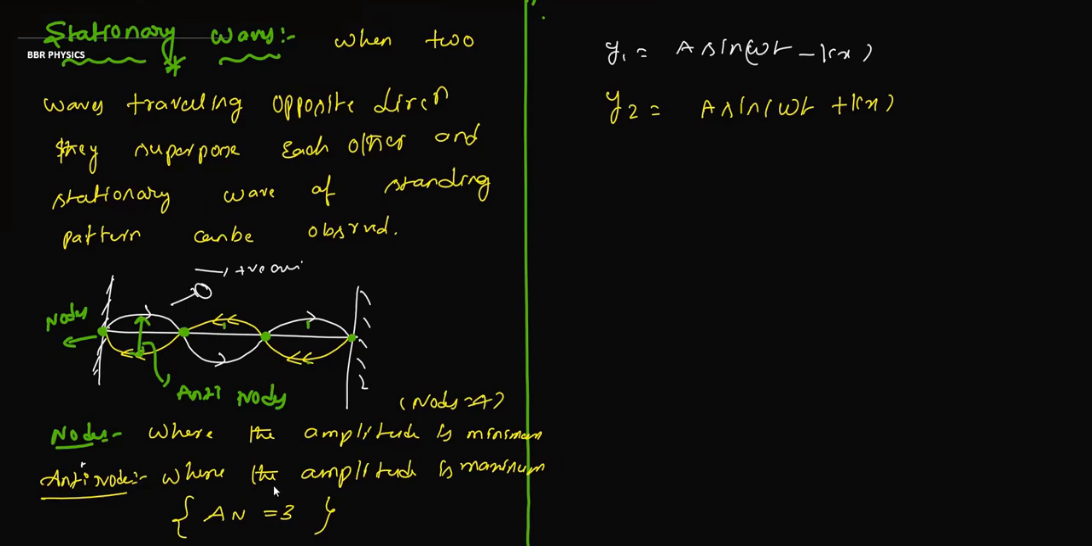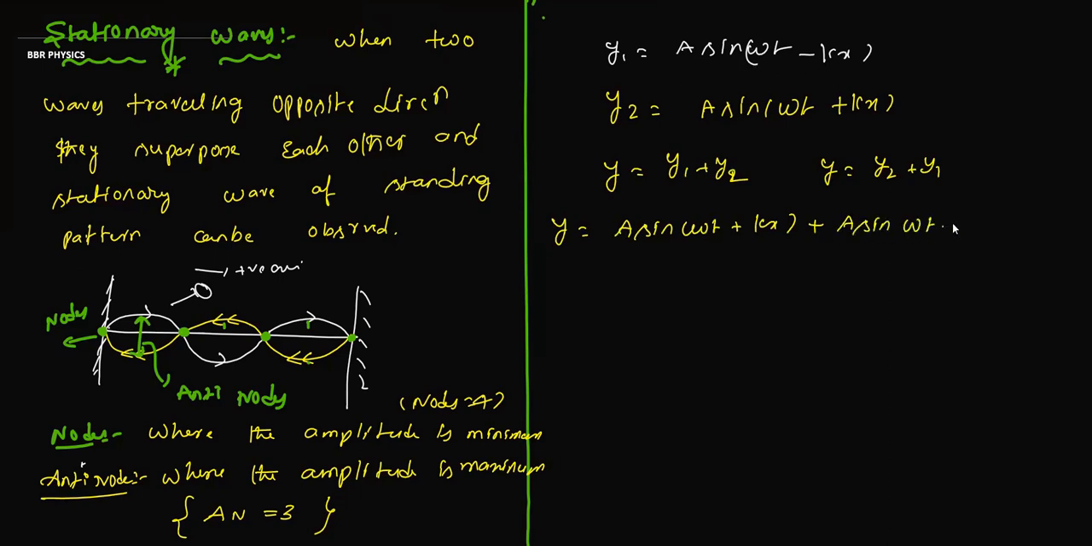Now we have to learn how to add these two waves. How to add SHMs, we already learned in our oscillations chapter. We write y equal to y1 plus y2, or y2 plus y1 also. Both are sine functions, so we can add like this. So y equal to y2, first: a sin omega t plus kx, plus another one, y1: a sin omega t minus kx.